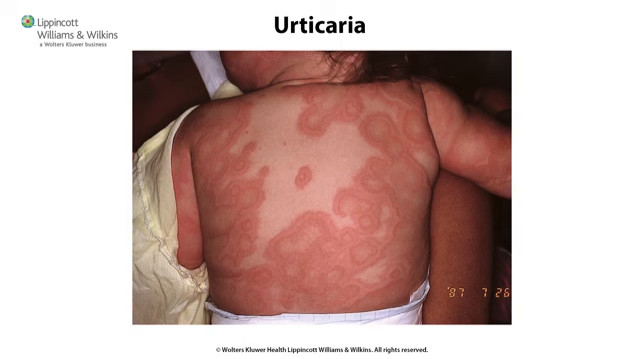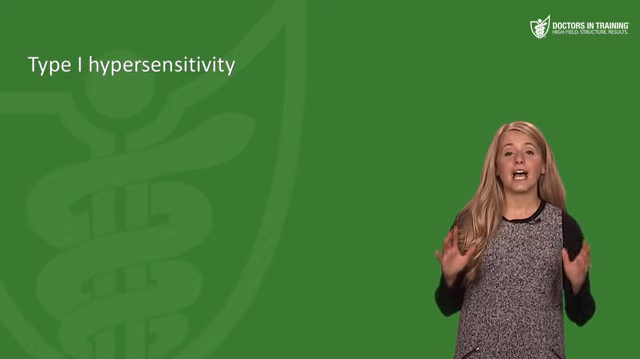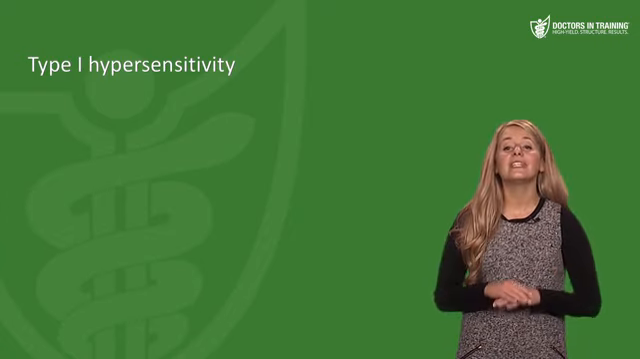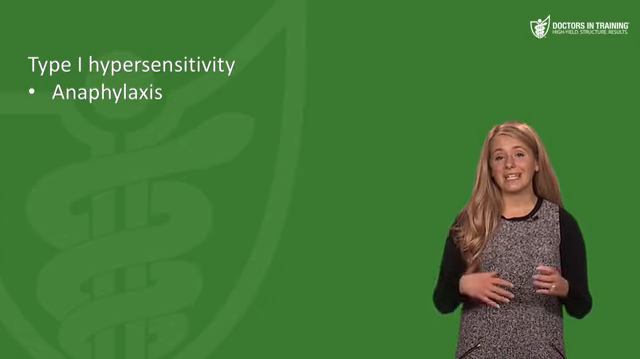This is called a wheal and flare reaction, or urticaria, which is commonly called hives. And because these vasoactive amines are preformed, this reaction can occur very, very rapidly. The classic example of a type 1 hypersensitivity is anaphylaxis, like an anaphylactic reaction to a bee sting or peanuts or other foods.